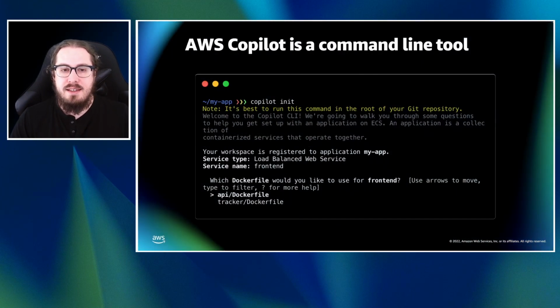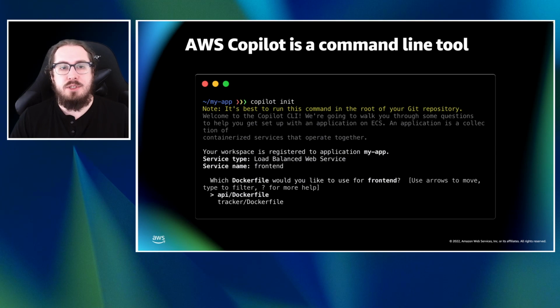So it's designed to be simple to get into because you can just type copilot in it and it starts asking you some questions like, what type of application would you like to deploy? Would you like to deploy a load balanced application? It'll go in, it'll explore your code tree and find a Dockerfile and suggest, would you like to deploy this API Dockerfile as a container service?